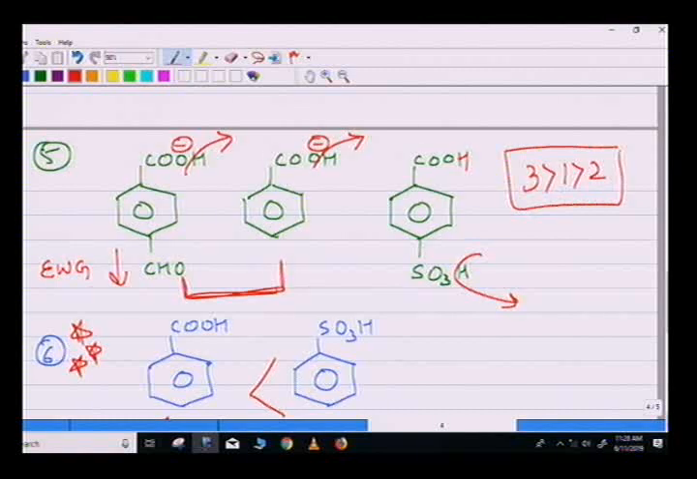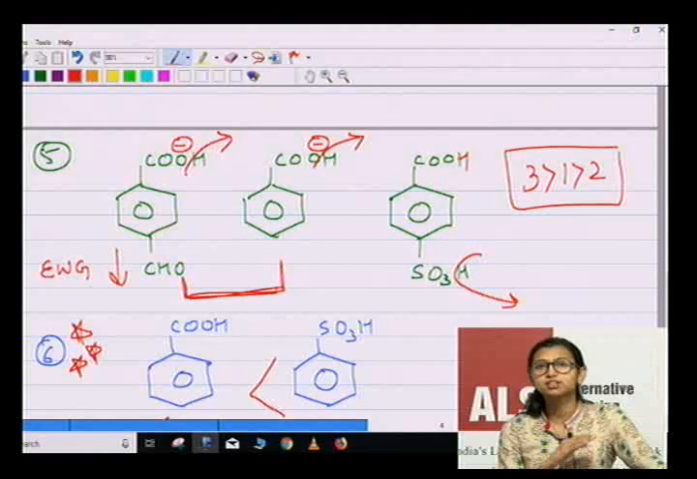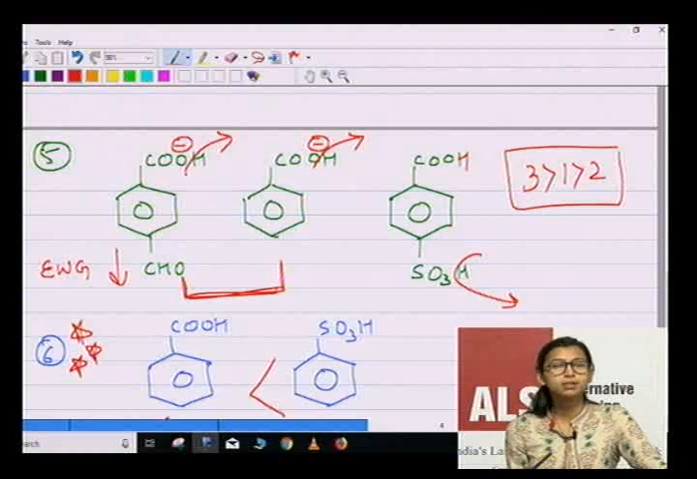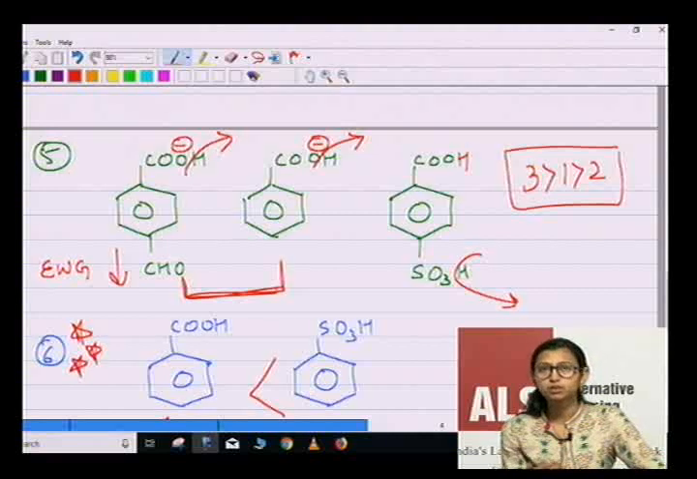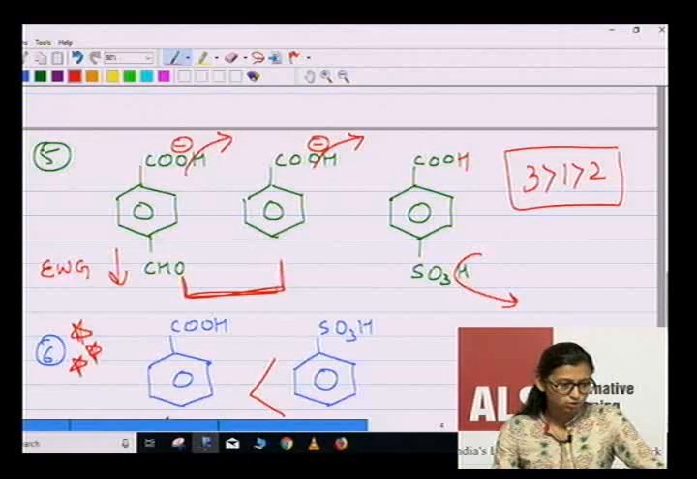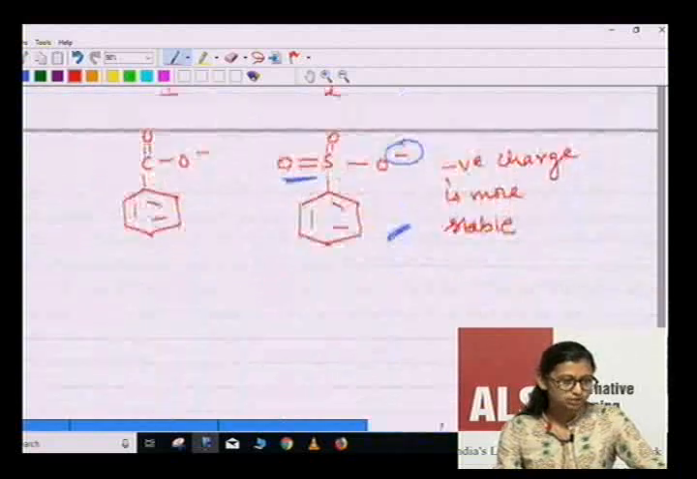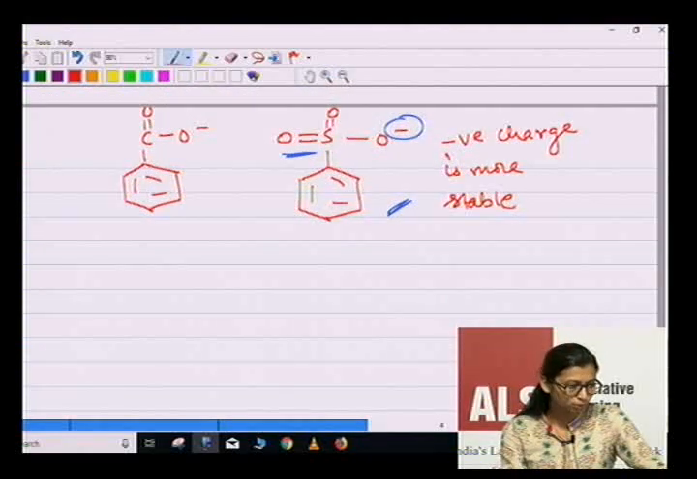Tell me if there is any doubt. So I hope now the concept of acidic strength is clear to everyone. You can apply the concept via electronegativity, size, the groups, anything, okay? So this is clear now. Good. Let's have one important topic.